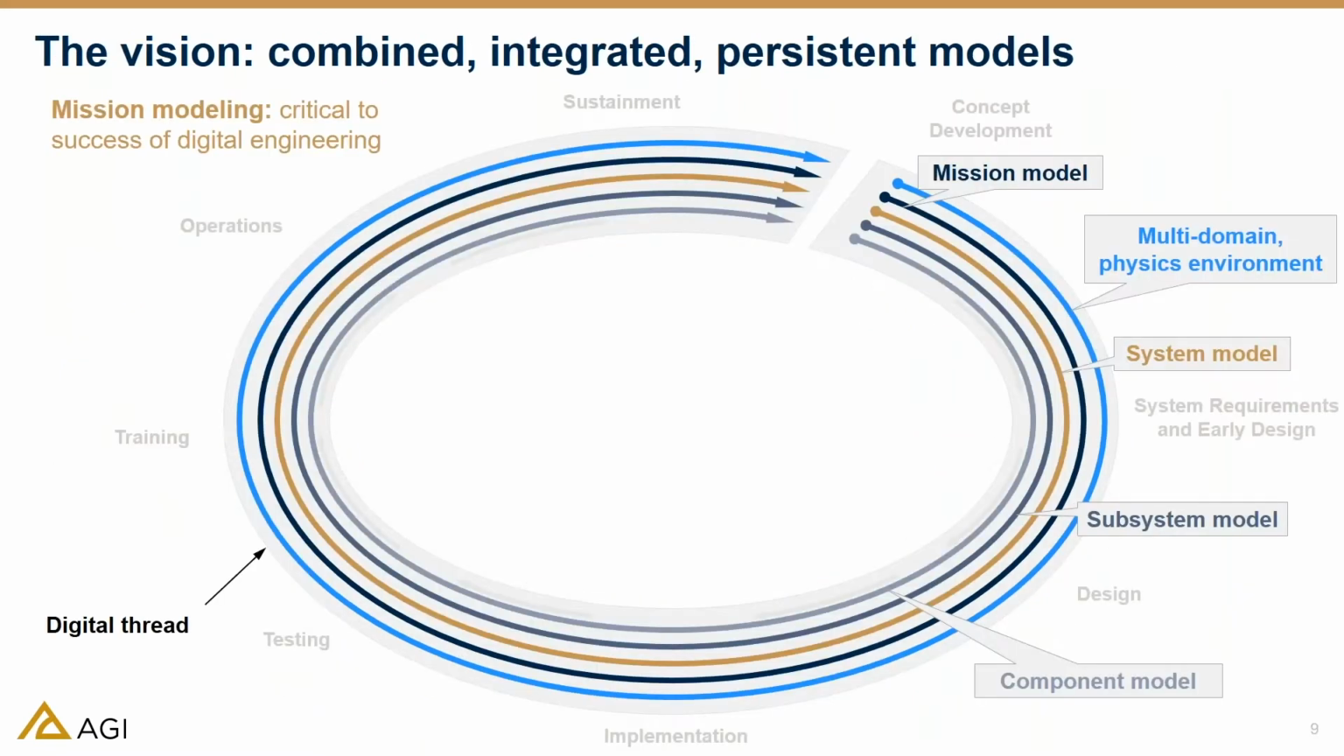And so the vision of digital mission engineering is to connect all of the component, subsystem, and system models to the mission model that is rooted in a multi-domain physics environment. Furthermore, these models need to be pulled in and integrated as early as possible in the process and then persist throughout the life cycle. So an important concept here is the digital thread, which represents how each of these models are individual strands that are tied together like a thread, so that when you change individual parts of one model, it pulls through the rest of the models as well.